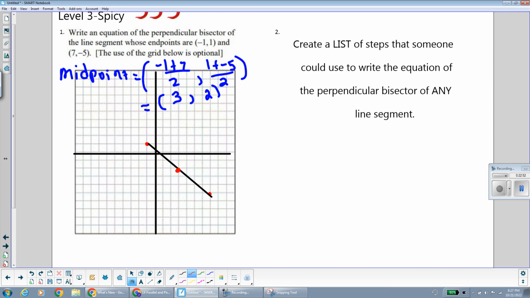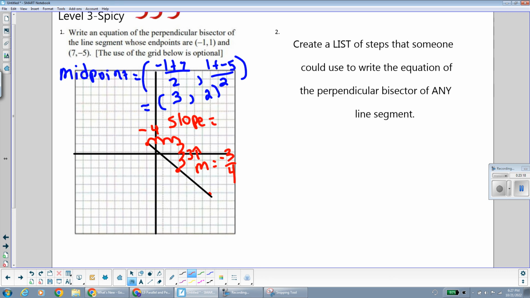Now that we have the midpoint, we have the point the line is going to pass through. We just need the slope. So in order to find the slope, we can either use rise over run. If I count 1, 2, 3 up, 1, 2, 3, 4 to the left. The left is in the negative direction. So my slope is -3 over 4.